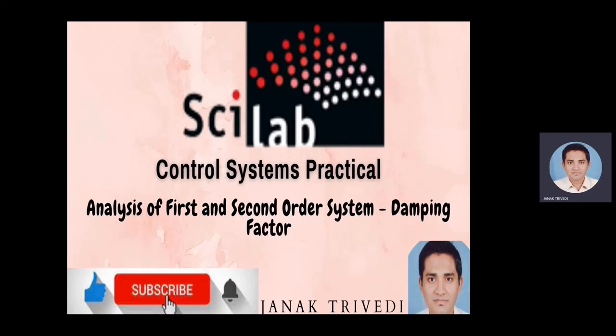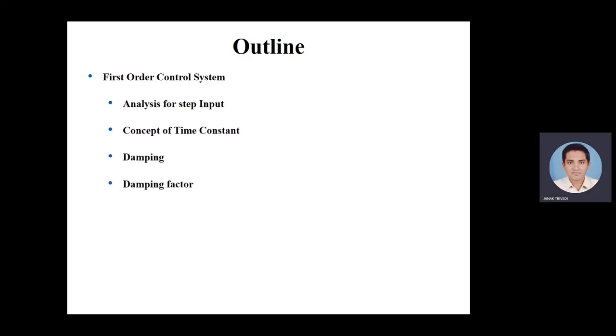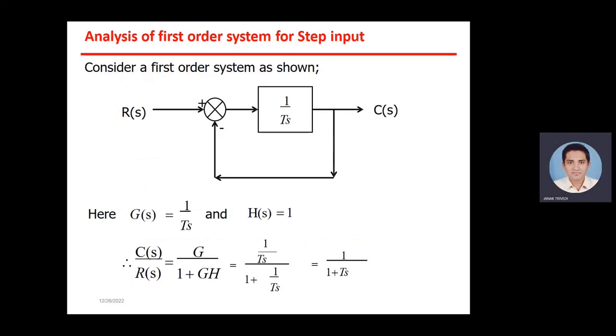Outline of this particular practical: first we discuss first order system, then analysis for step input, then concept of time constant, damping, damping factor, and second order control system, then relationship between damping factor and pole location. The first analysis is of first order system for step input.